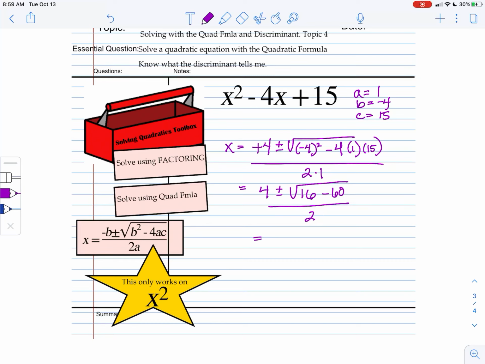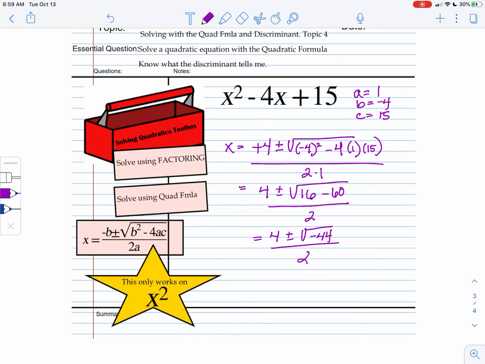All right. What is 16 minus 60? Being careful of my signs, I get negative 44. Plus or minus the square root of negative 44 all over 2. All right, so I have a negative square root. Okay, that means that I have an imaginary answer. That's okay, because that means this never crosses the x-axis, but you need to be able to handle imaginary answers.